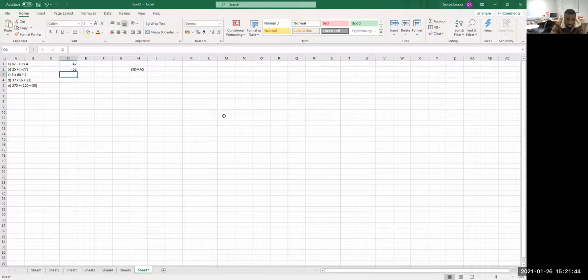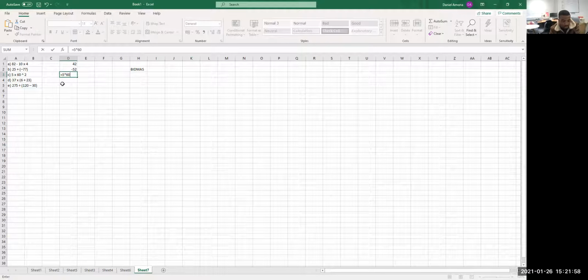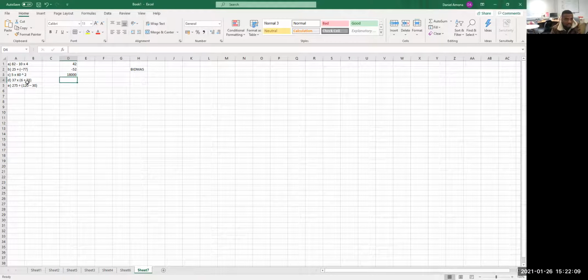The next one will be, remember your equal to sign, 5. A good thing to note is the asterisk is used in Excel as the multiplication sign. So anywhere you see an asterisk, you know that in Excel, that's for multiplication. And that's 5 times 60 raised to the power of 2, and enter. So 60 raised to the power of 2 will be 60 times 60. That will be 3,600. 3,600 times 5 will give us 18,000.